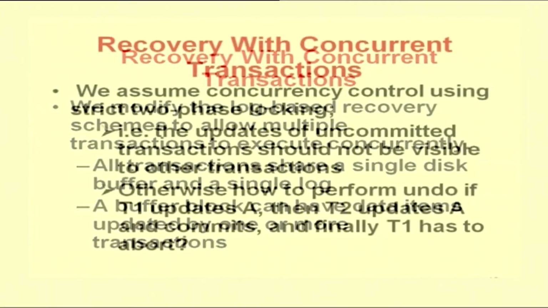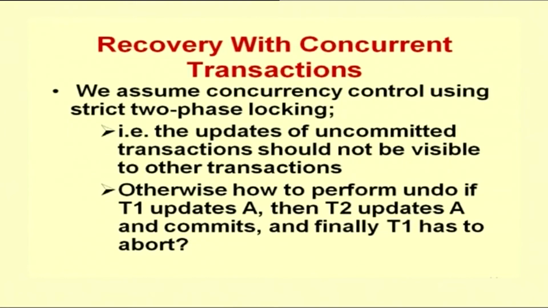So, that is possible. So, we assume concurrency control using strict two-phase locking, that is, the updates of uncommitted transactions should not be visible to other transactions. Remember atomicity, this transaction should see only the output of the other transaction. So, if you want to perform undo, if T1 updates A, then T2 updates A and commits and finally T1 has to abort, what will happen? Then T2 will be completely wrong.